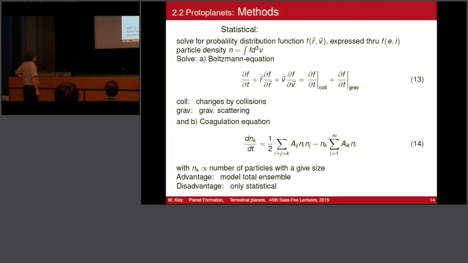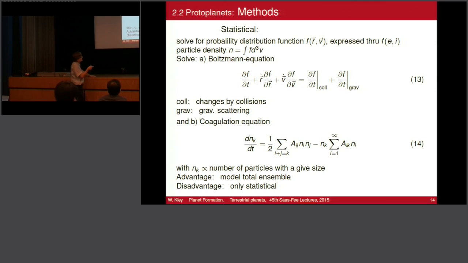The other possibility is a statistical one. And what people do there is they solve for the probability function f, which is a function of the radius and the velocity of the particles, such that the number density of the particles is given by this integral over the velocities here. Okay, this is basically the probability that you find a particle at position r plus dr, formally, with a velocity v plus dv, formally. Okay, and in principle, you can write this as a function also of the eccentricity or the inclination of the objects here.